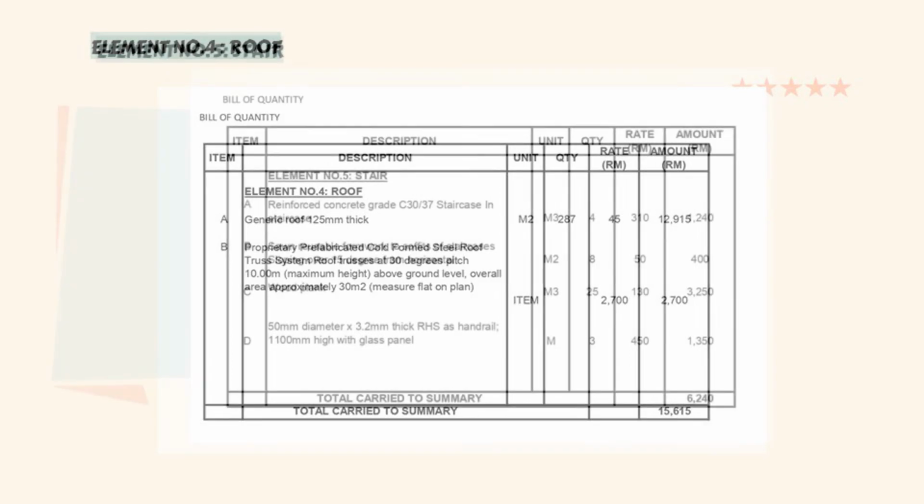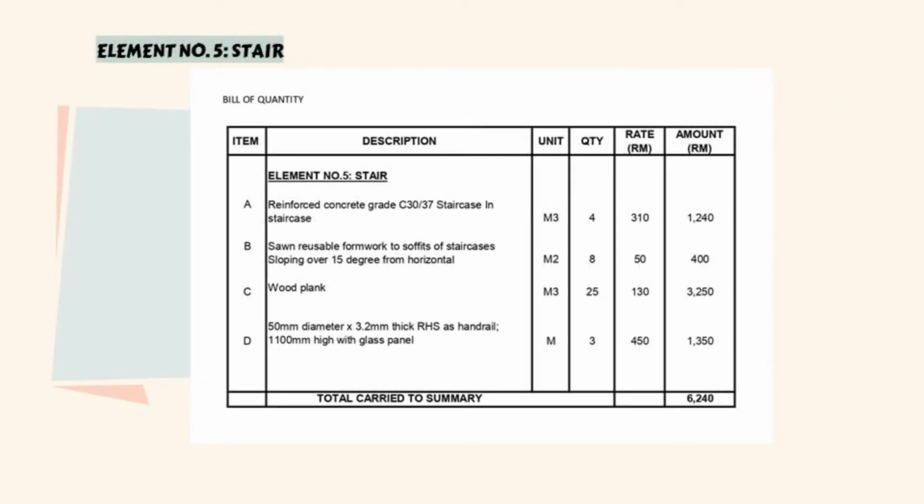Bill of quantity for element number 5 stair. Okay, in our project we use 2 types of stair. First, we use the wood plank stair, and the other one is the reinforced concrete stair. For reinforced concrete stair, we use reinforced concrete grade C30/37 for our staircase. We use 4 meter cube of this reinforced concrete, and it costs us around 310 ringgit for each meter cube, and the total cost for reinforced concrete stair is 1,240 ringgit.